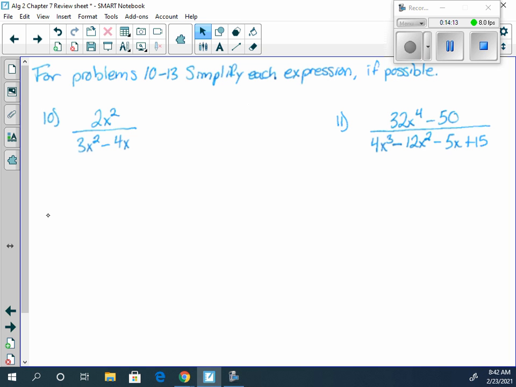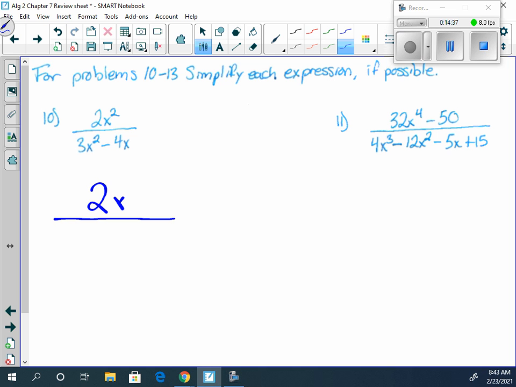So when I look at the first one here, we'll just look at number 10. 2x squared divided by 3x squared minus 4x. And what we want to do is simplify it if possible, if there's anything that will be simplifiable. Now when I look at the numerator, 2x squared is by itself. There's nothing being added or subtracted from it. So 2x squared is as simplified as it gets. There's nothing I can factor out of any of those terms because it's just 2x squared.